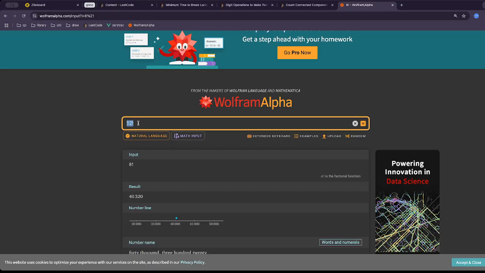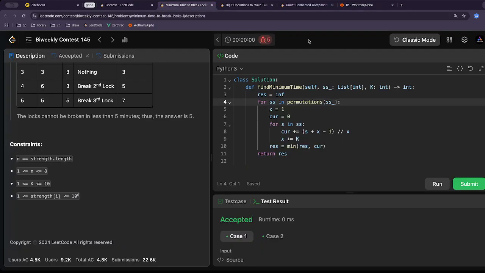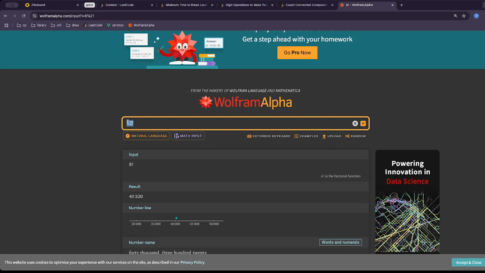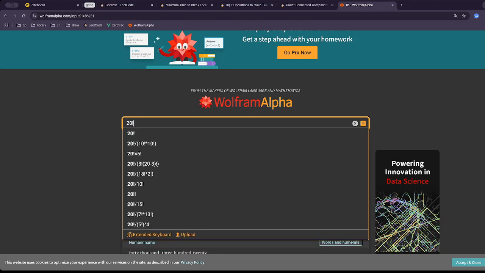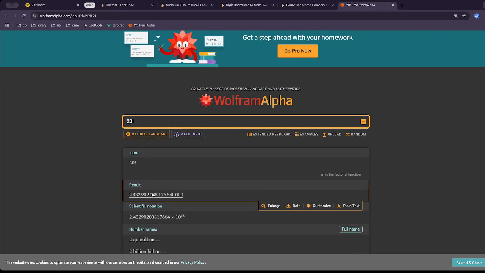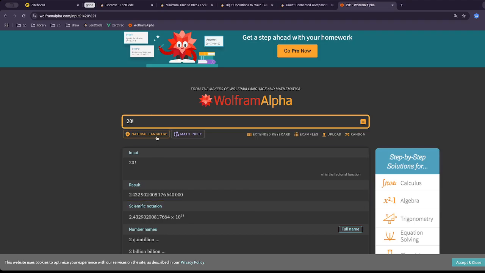If we had a variant of this problem where n could be bigger, say 12, it would be too slow, right? But with this DP solution, we could solve instances of up to 20, for example, which would take an incredible amount of time if we did it this way, right? This is a crazy number, right?